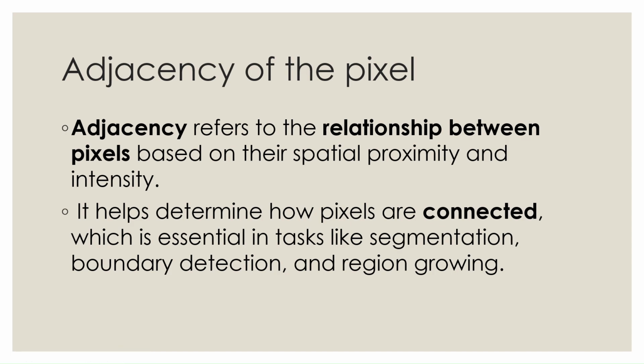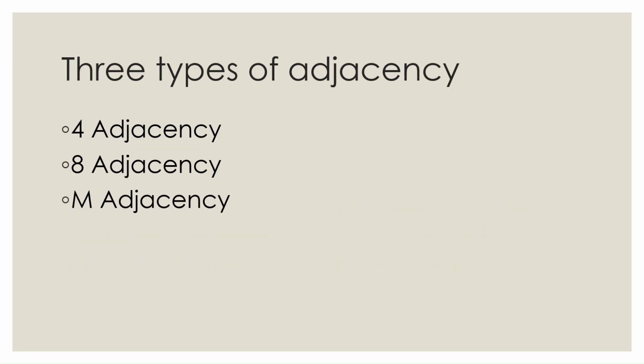Now let us consider the adjacency of the pixel. Adjacency refers to the relationship between the pixels based on their spatial proximity and intensity values. It helps to determine how the pixels are connected, which is essential in tasks like segmentation, boundary detection and region growing. So there are 3 types of adjacencies: 4 adjacency, 8 adjacency and m adjacency. So we'll see one by one. First we'll discuss about the 4 adjacency.